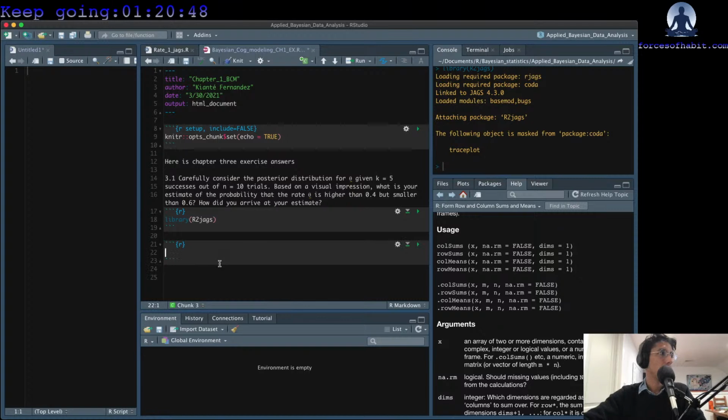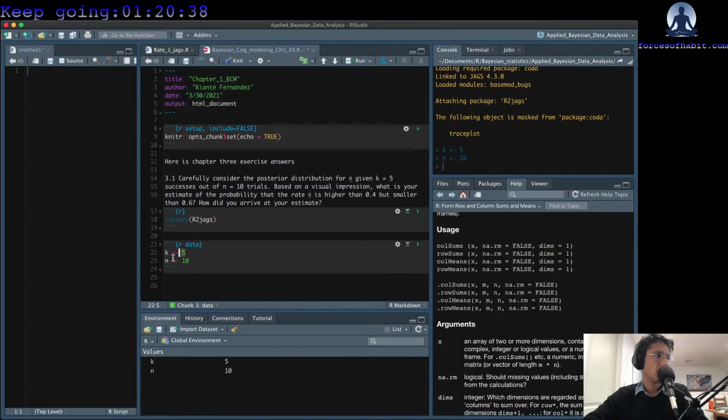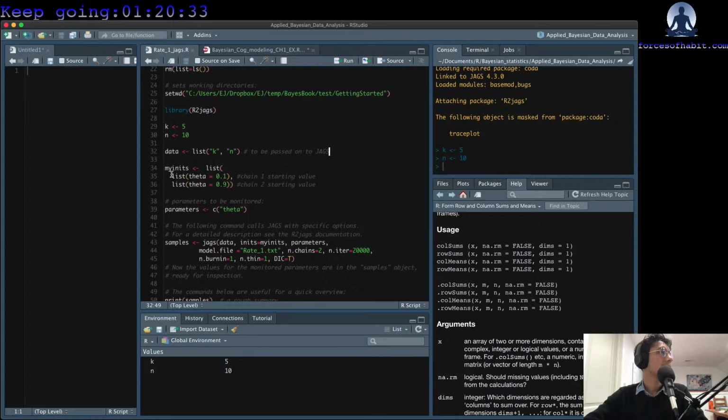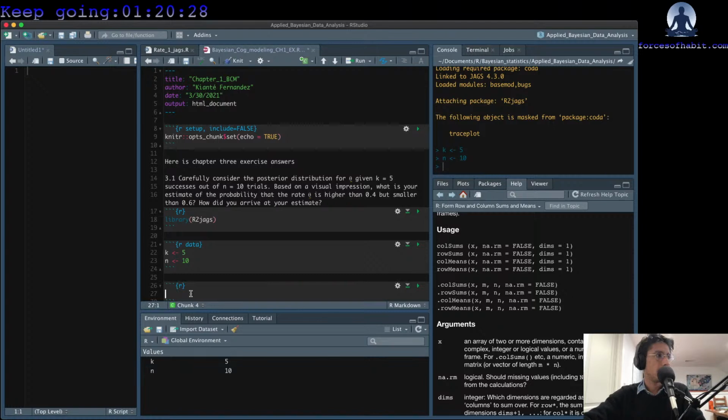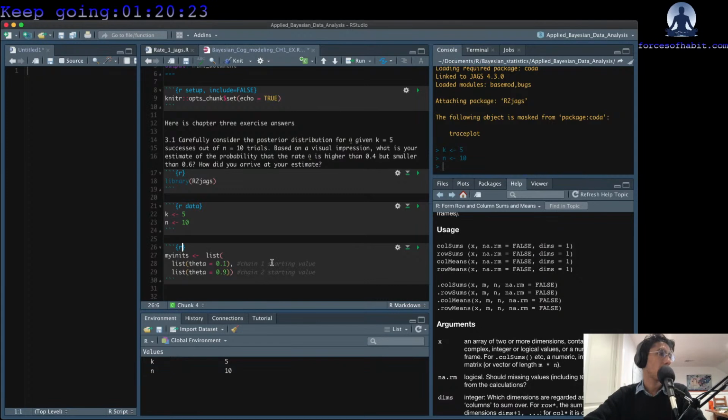And we have data. So this is k equals 5, our number of successes. And then in order to do the sampling, we need to have some initial specified values. So here are the initial starting values for the chains, as they're called. The chains are part of the sampling procedure that we're going to be using.